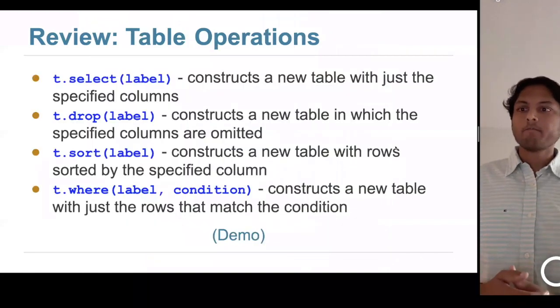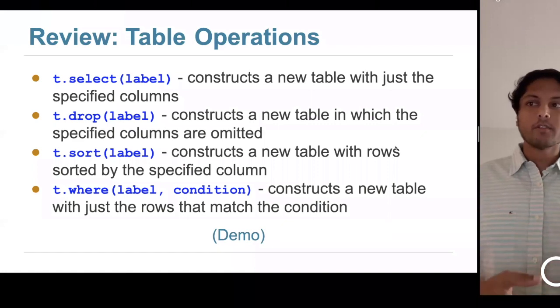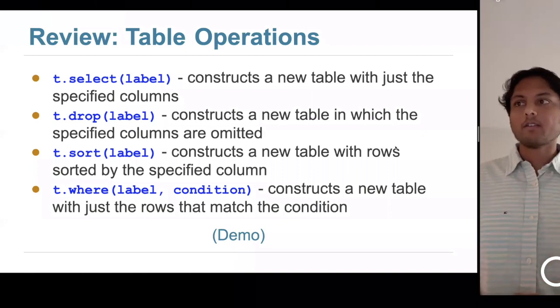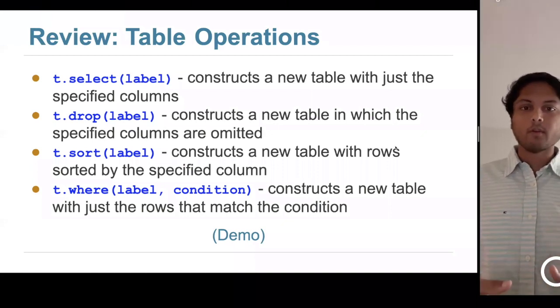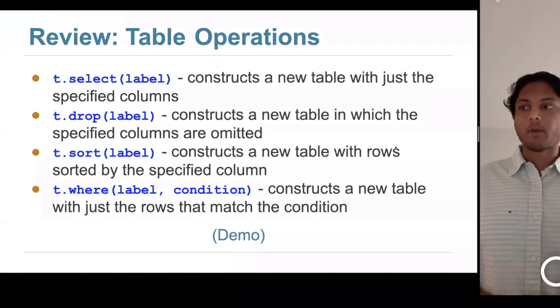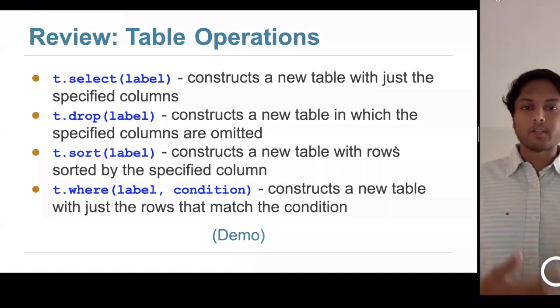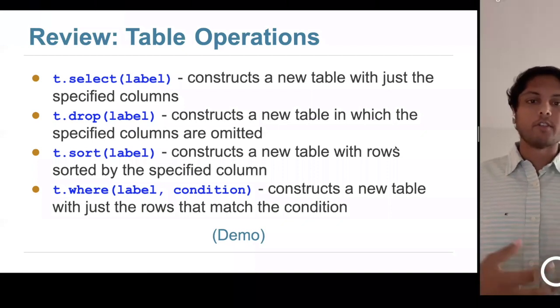And then in terms of reviewing what we covered last lecture, Professor Wagner introduced a bunch of different ways to manipulate tables. So we'll review them here with another example as well. First we went over select. If you have your table, let's say it has the name T, then T.select some label is going to return a new table with just the columns that you specified. And then if you want to create the table but with some of the columns not in there, you can use drop. So drop allows you to drop certain columns. You can also sort. If you want to sort by a specific column, you can do that using the sort function. And where is what you can use to filter your table based on specific conditions.